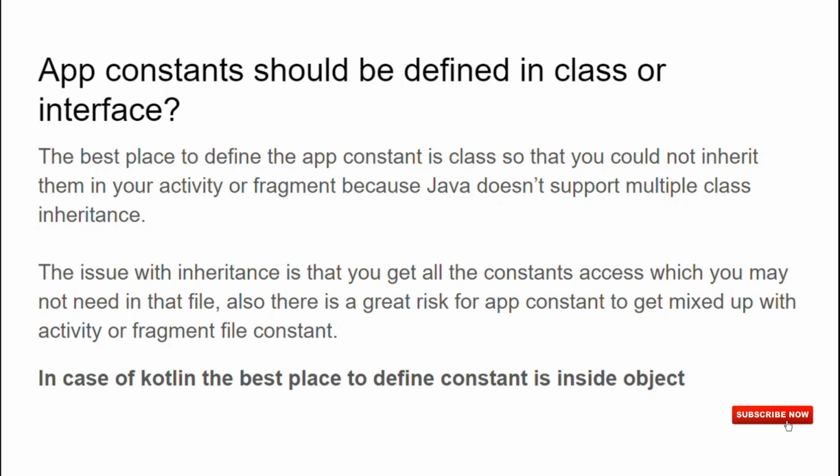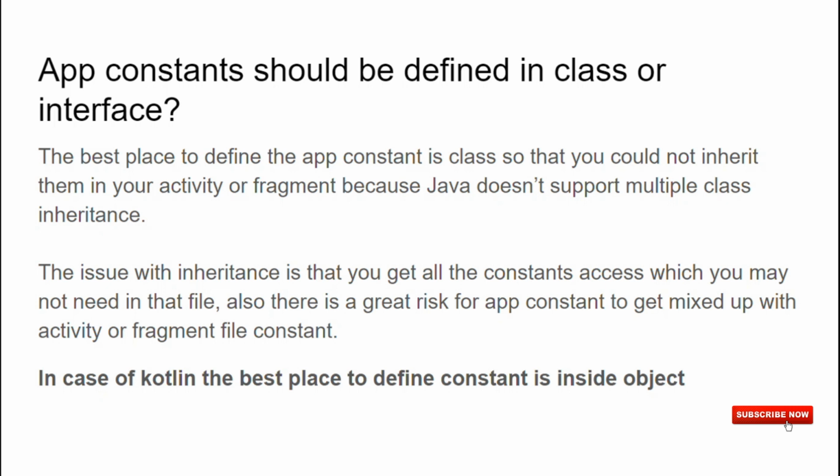The prime reason for avoiding inheritance is that if you have an app constant with a certain name, and then you use that same name in your activity or fragment, there is a great chance that it may get messed up, and you may not get the result you intended. And this kind of error is common but difficult to detect.